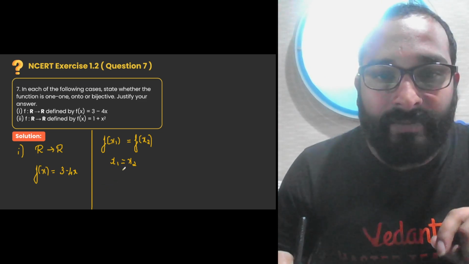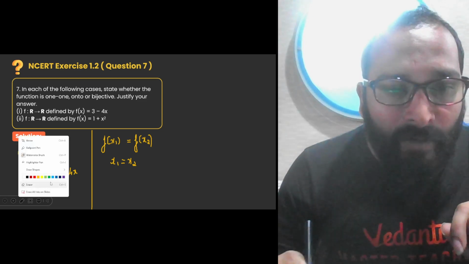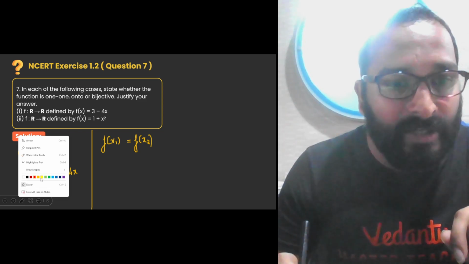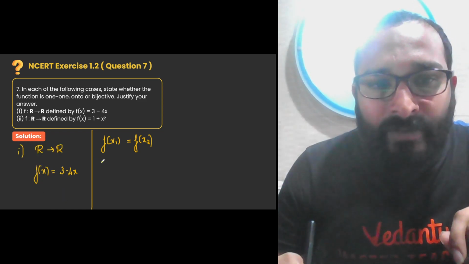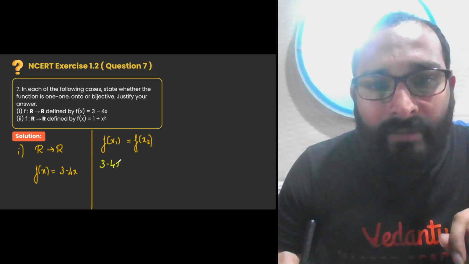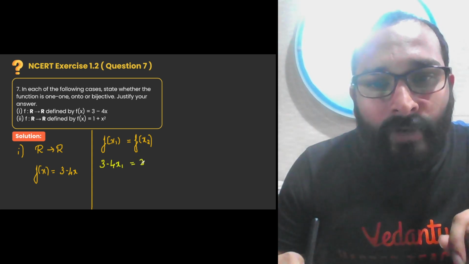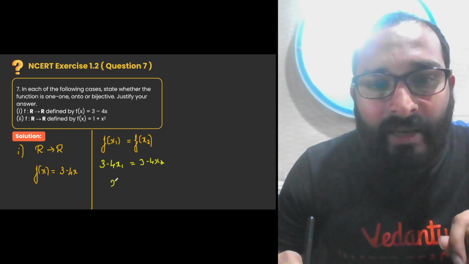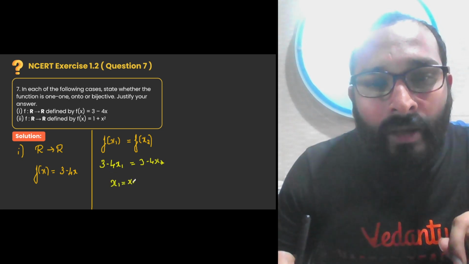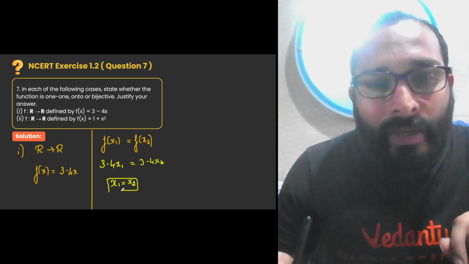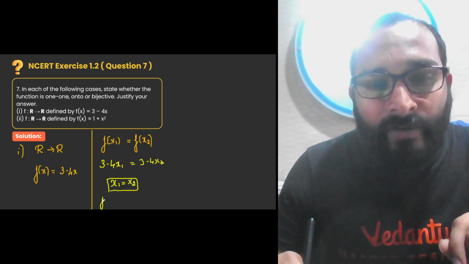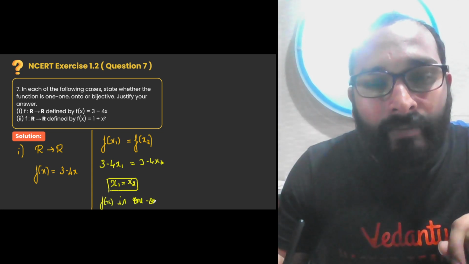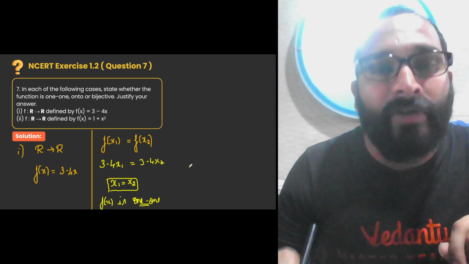Now let us check whether this condition is valid. When we take f of x1 equal to f of x2, what happens in this function? Observe this carefully, children. f of x1 becomes 3 minus 4 times x1, which is equal to 3 minus 4 times x2, correct? Now if you cancel 3 and 3, 4 and 4, what is remaining? You will get x1 is equal to x2. If x1 is equal to x2, then what do we conclude? We write f of x is a 1-1 function, right, children? So the given function is a 1-1 function.